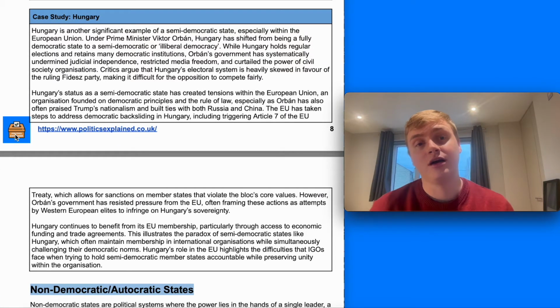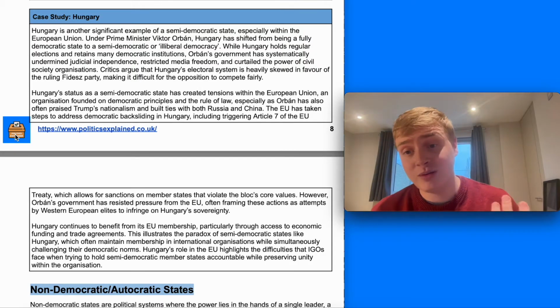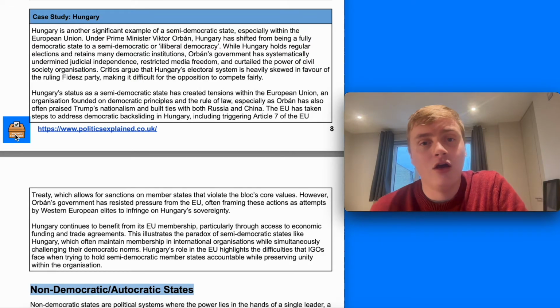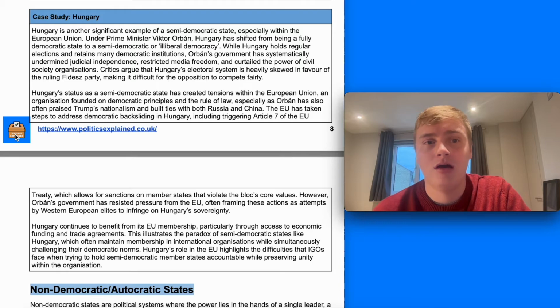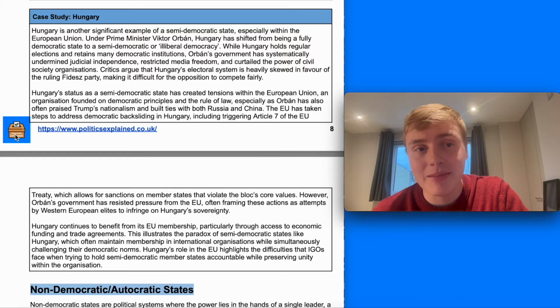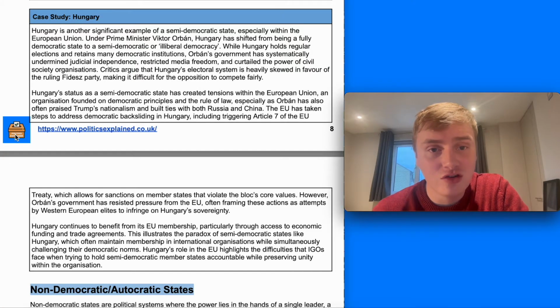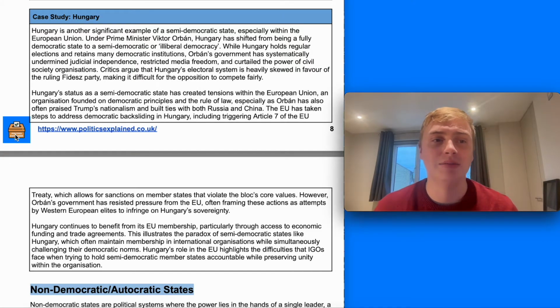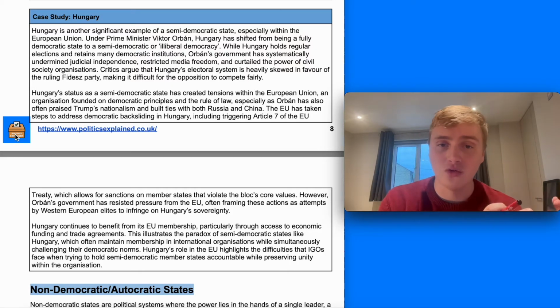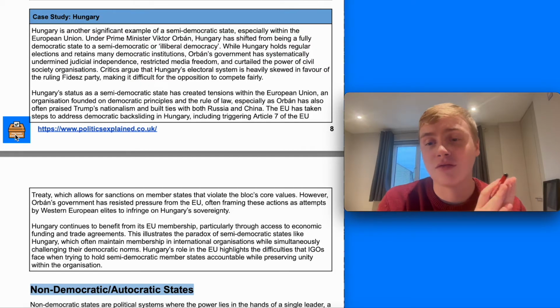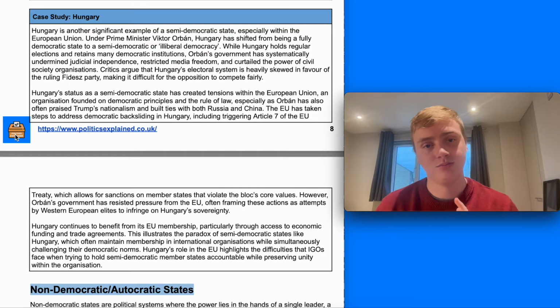Hungary is another really good example of a semi-democratic state, especially within the EU. So under Orban, Hungary shifted from being a fully democratic state to an illiberal semi-democratic state. Hungary holds regular elections and maintains many democratic institutions, but Orban's government has systematically, behind the scenes, undermined judicial independence, restricted media freedom, and curtailed the power of civil society organisations. And as a result, the electoral system is heavily skewed in favour of Orban and his ruling Fidesz party. All the while, though, it claims to still be a democracy.